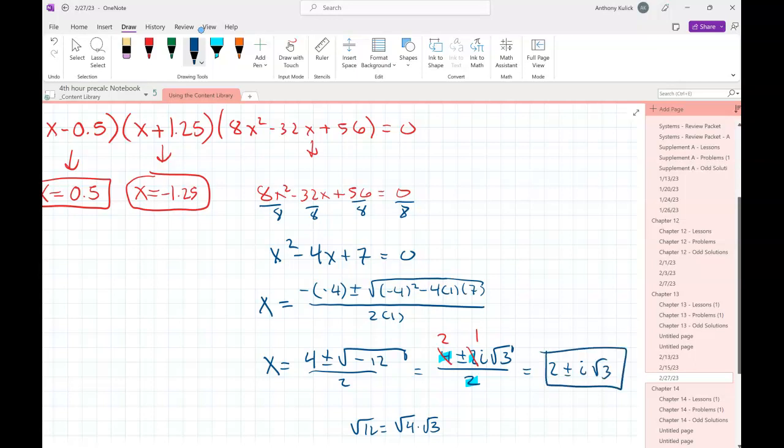You said 2I root 3. Don't act like you didn't. That's what I said. No, it wasn't. I was listening carefully. It's okay. I know what you meant.